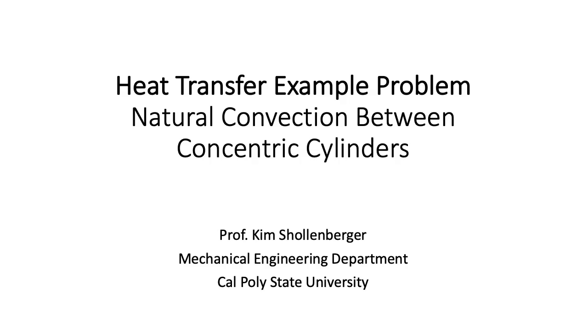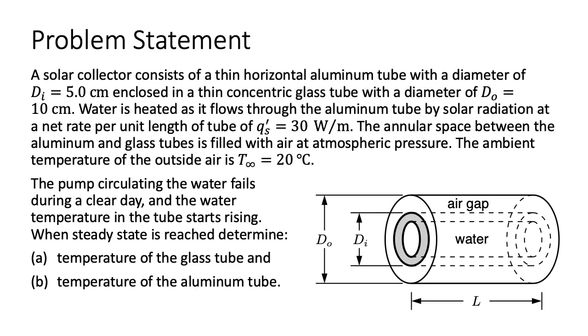Heat transfer example problem. Natural convection between concentric cylinders. A solar collector consists of a thin horizontal aluminum tube with a diameter of 5 centimeters enclosed in a thin concentric glass tube with a diameter of 10 centimeters. Water is heated as it flows through the aluminum tube by solar radiation at a net rate of 30 watts per 1 meter of tube.